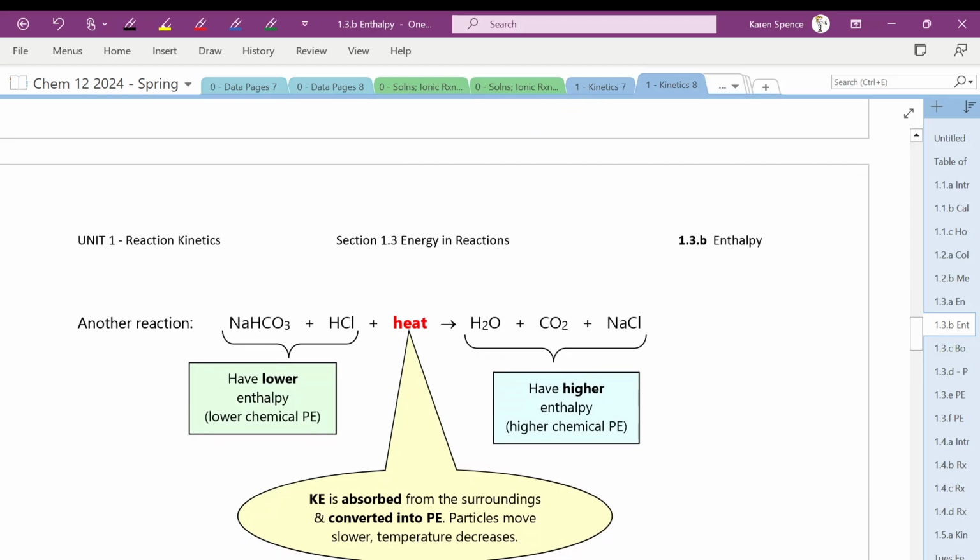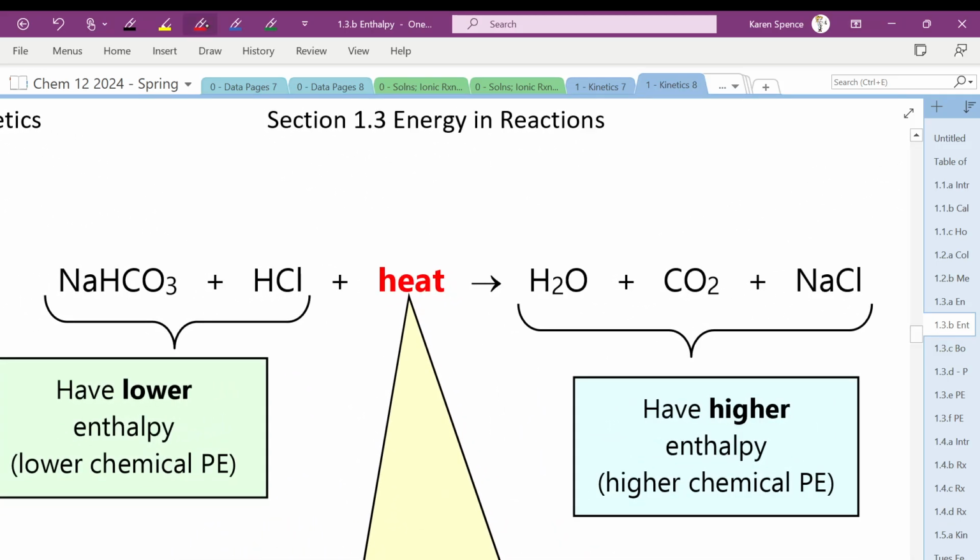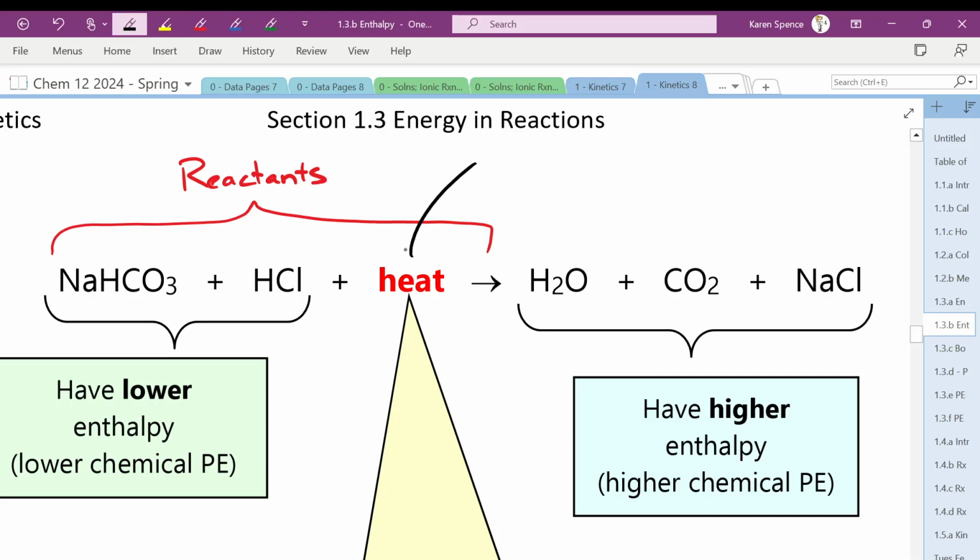Okay, next reaction. Ooh, what kind of a reaction is this? Here are our reactants. Is this endothermic or exothermic? Endothermic. The heat enters the reaction. Therefore, this is endothermic.